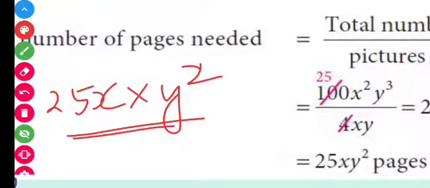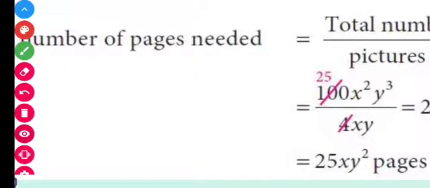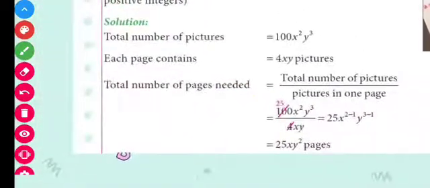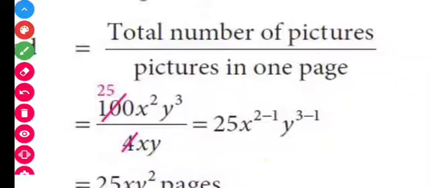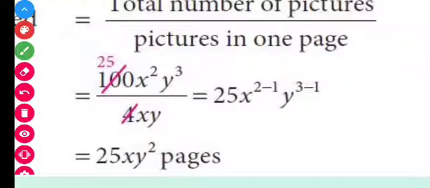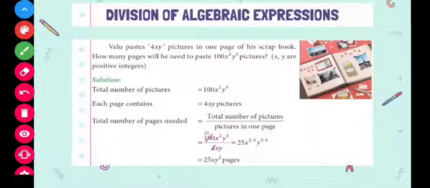So 25xy square will be the answer for this problem. They have done this in the exponential way. I told you before, x square by x can be written as x power 2 minus 1, which is x power 1. Same way, y cube by y can be written as y power 3 minus 1, which is y square. So hence we have 25xy square. Let's get to the next page.